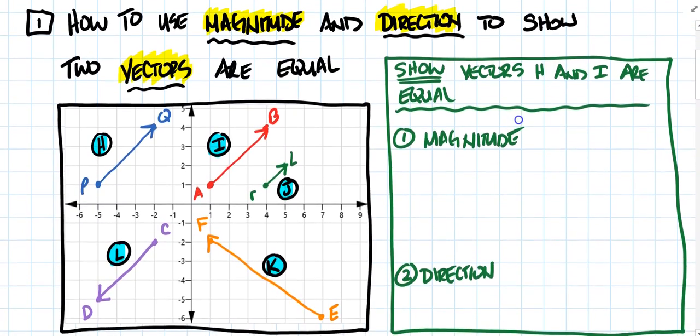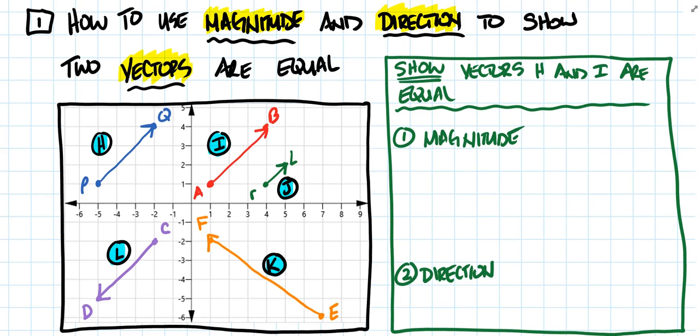This is box 1, and box 1 wants us to use magnitude and direction to show that two vectors are equal. So before we can even get into that, we need to understand what a vector even is. If you look at this graph on the left-hand side, I have 5 vectors for you: vector h, vector i, j, k, and l. And a vector is just a directed line segment in the plane. The word magnitude is a fancy word for length, and the word direction is a fancy word for slope, basically.